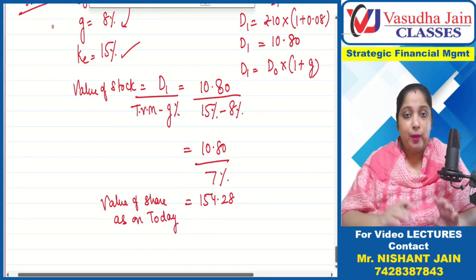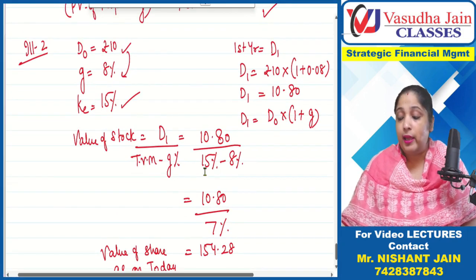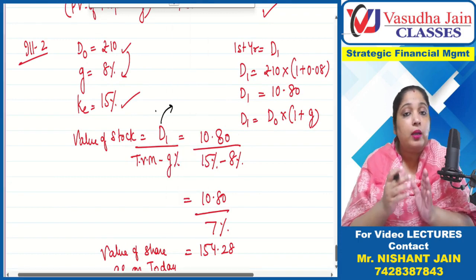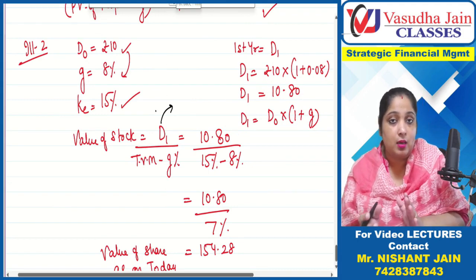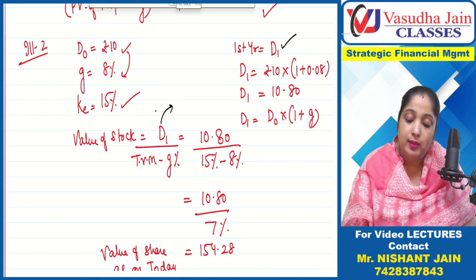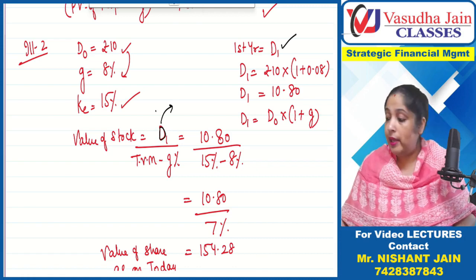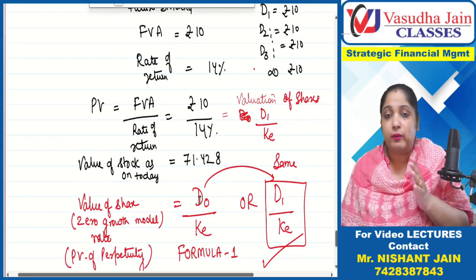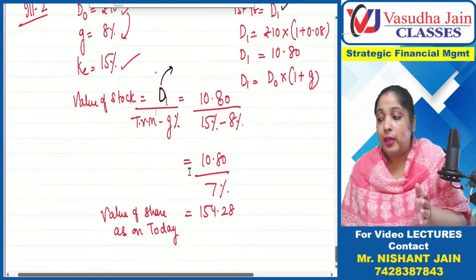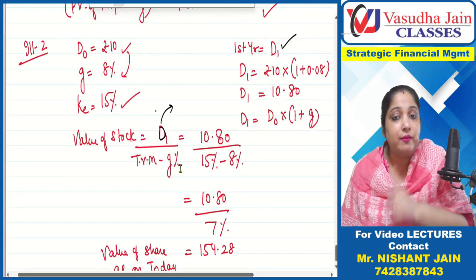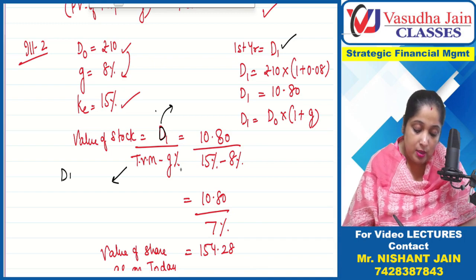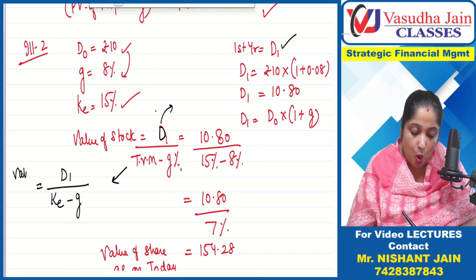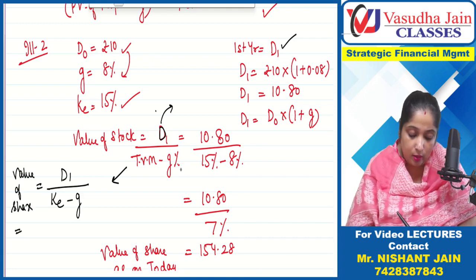Now what you have to memorize in this question is the formula. This is very important. You have to memorize that this represents the benefits you are going to get in the first year, which will then grow at 8%. So in the first year you get D1. So the formula always uses D1. In the no growth model, it doesn't matter whether you use D0 or D1 because the figures will be the same. There is no growth. But here it does matter. The formula requires D1 divided by the time value of money, which is cost of equity, minus growth rate. This is the value of a share in the growth rate model.